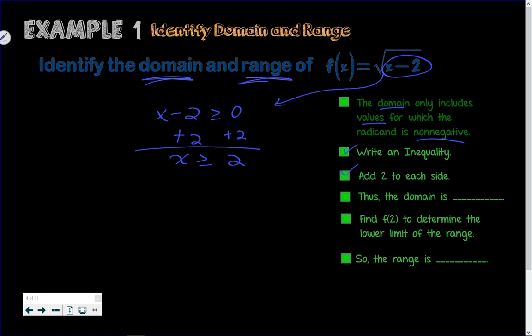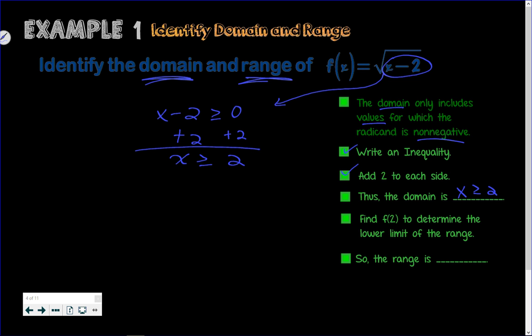Okay, so now, what do you suppose my domain is? 2. It's going to be all numbers that are greater than what? 2. So what's my lowest number? What's my lowest x or my lowest input? 2. All right, so the domain is all numbers greater than or equal to 2. That's my domain. Everybody understand?